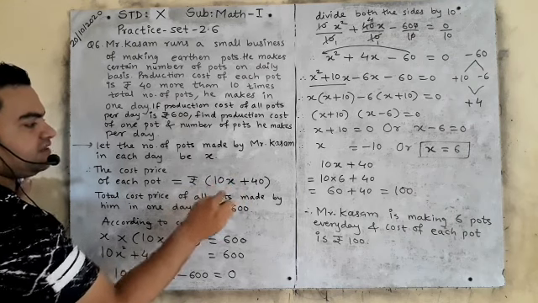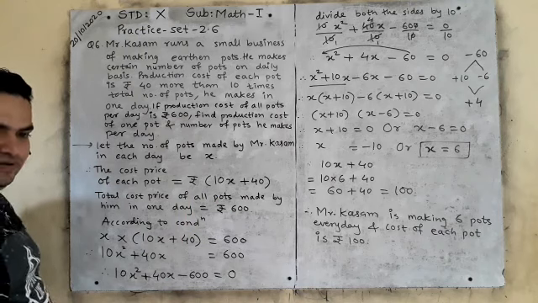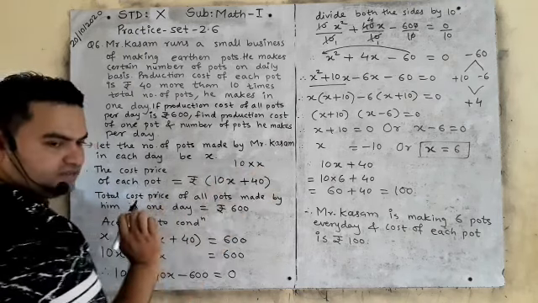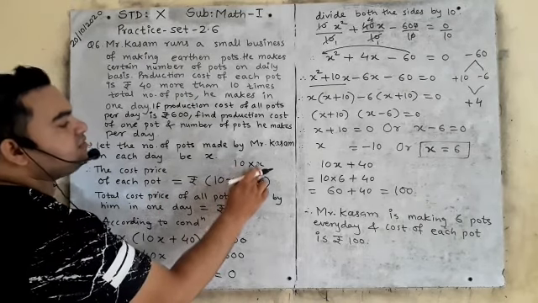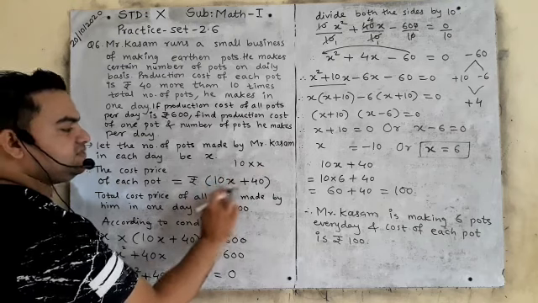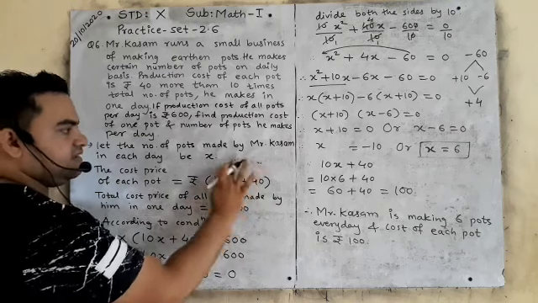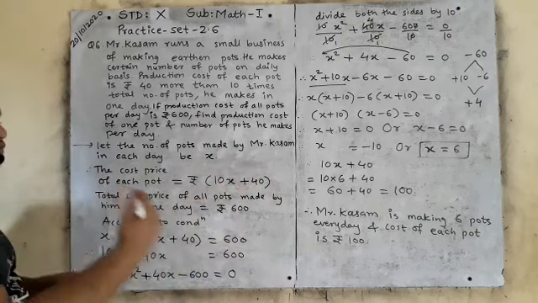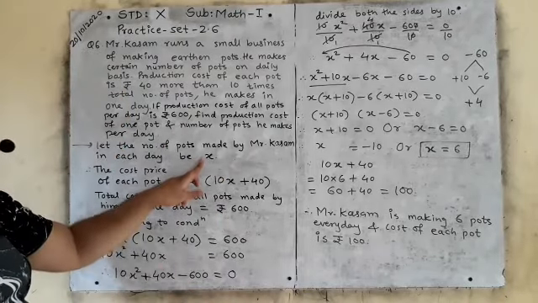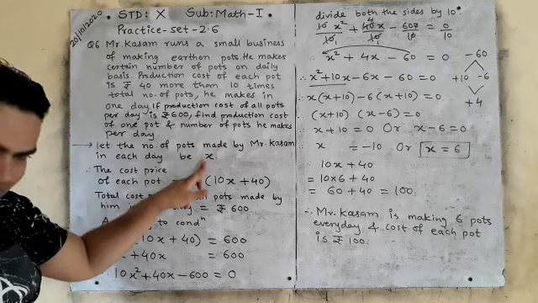How many pots does he make every day? X. We don't know. 10 times means 10 multiplied by X. Okay. 10 times the number of pots he makes every day. So 10 multiplied by X means 10X. Clear? And plus 40. That is, 40 rupees more than that. I hope you understood the number of pots he makes every day is X.